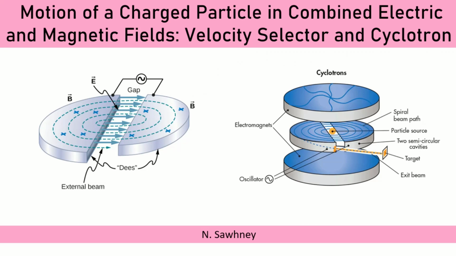Hello students, in this video I am going to explain motion of a charged particle in combined electric and magnetic fields. That is, we are going to discuss velocity selector and cyclotron. Velocity selector helps us to select from a beam of charged particles a charged particle of a given velocity, and cyclotron is an equipment which is used for accelerating positively charged particles. Let us start the video.